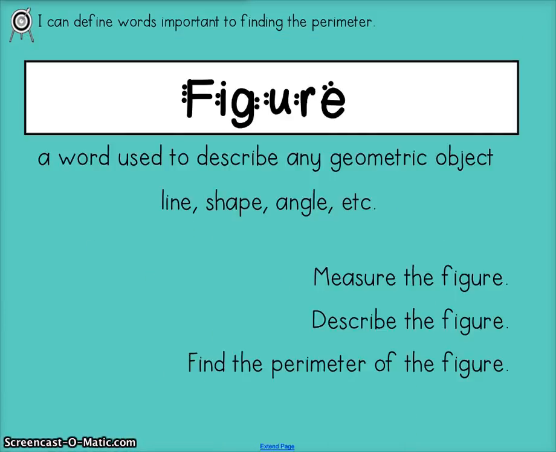So when we look at the word figure, a figure is a word used to describe any geometric object. That could be lines, shapes, angles, etc. So just know when you hear the word figure, that is talking about any geometric object. You might hear it as measure the figure, describe the figure, or find the perimeter of the figure. So when I see the word figure, is it always talking about an angle? Not always talking about an angle. It could be talking about a line or a shape. So it's whatever is identified in the picture shown.